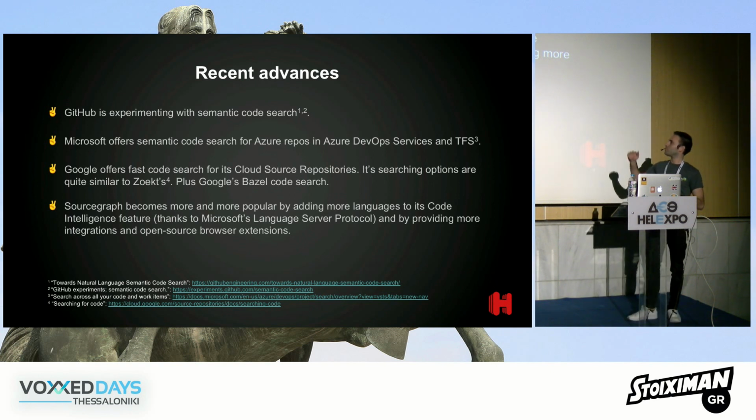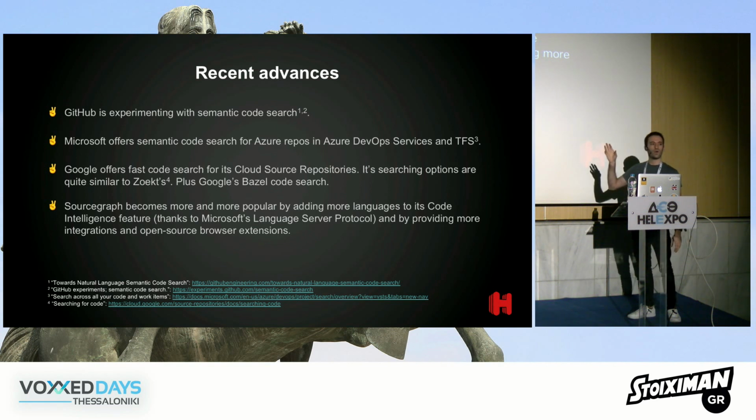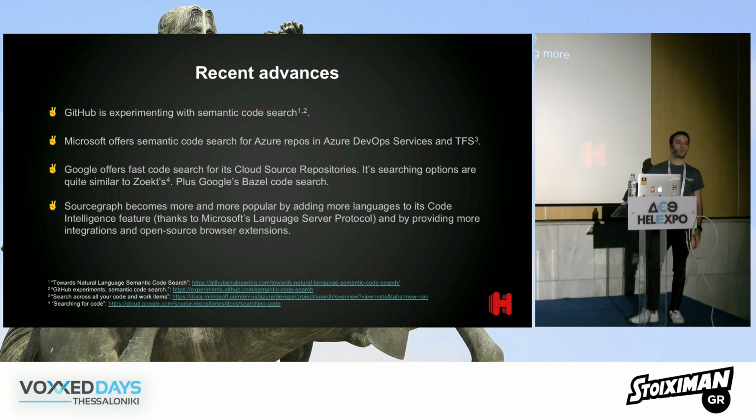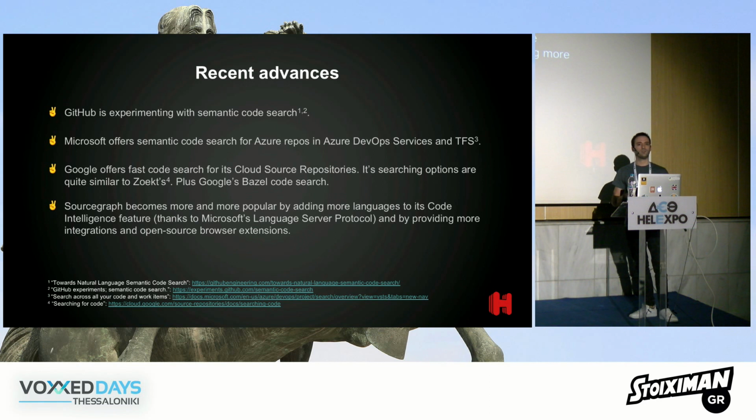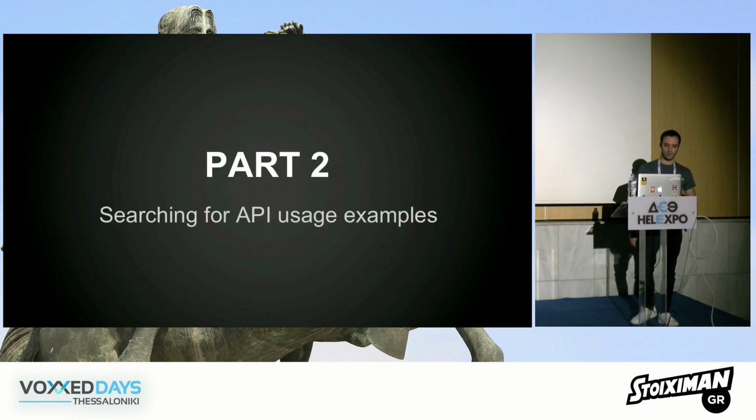The next one was announced quite recently, I think two months ago. Google now offers a fast code search engine for its Cloud Source Repositories. And looking at that, it looks quite similar to what Zoekt does, so that's really cool. They have integrated this into their Cloud Source Repositories. And finally, Sourcegraph becomes more and more popular by adding more code intelligence features, and after announcing that their main product is open source.